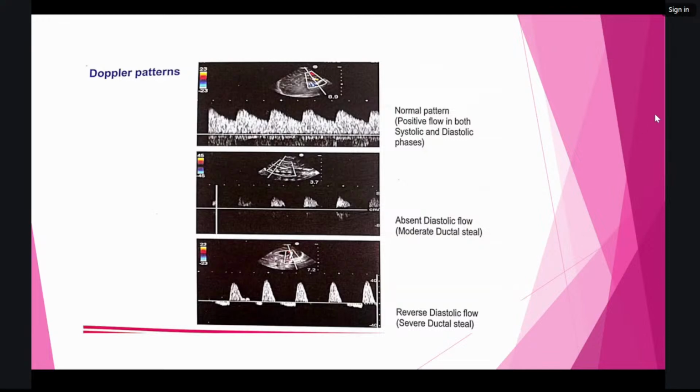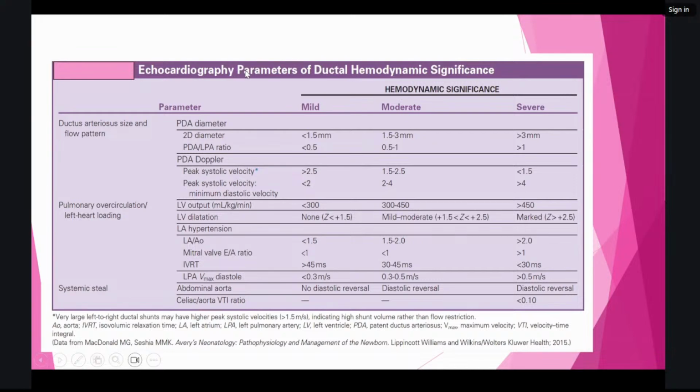So the Doppler patterns in various arteries. We see the normal pattern, which is the positive flow in the systolic and diastolic phases. In moderate ductal steal, there is absent diastolic flow, and in severe ductal steal, there is reverse diastolic flow. So this is the summary of the echocardiographic parameters of ductal hemodynamic significance. As we can see, the PDA diameter, the PDA Doppler velocity, the left ventricular output, LA by AO ratio, EA ratio, and then the systemic steal, abdominal aorta, and celiac or aorta VTI ratio.